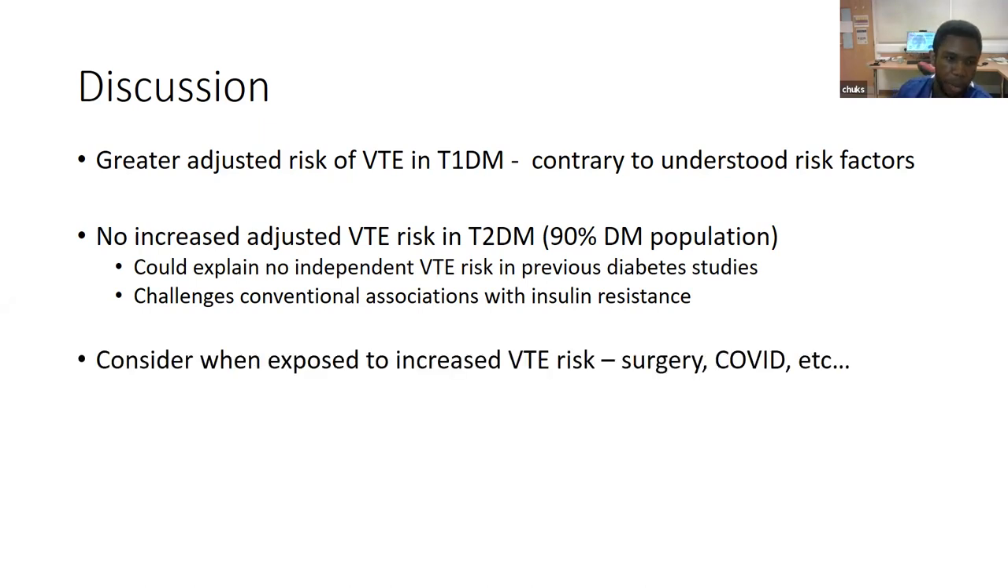What was quite interesting, there was that other Taiwanese paper in 2020, which had quite a high risk of VTE in type 1. I think theirs was over a fivefold increased risk, which was a bit strange. But I think that might be accounted for by the fact that in their non-diabetic group, their risk was much lower. And so I think the data from this study was more in keeping with other data in non-diabetics.